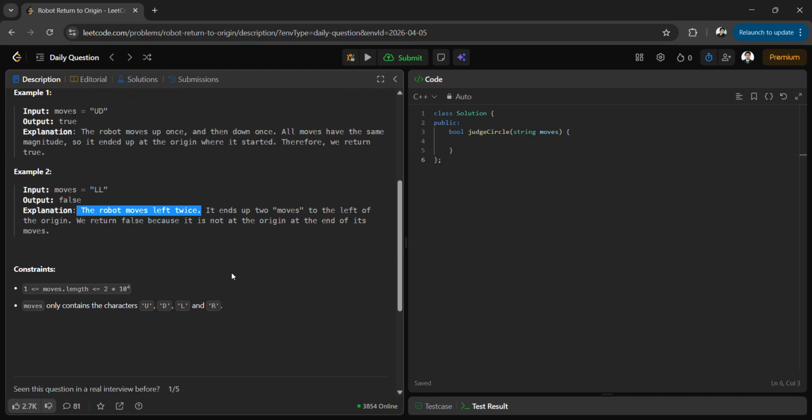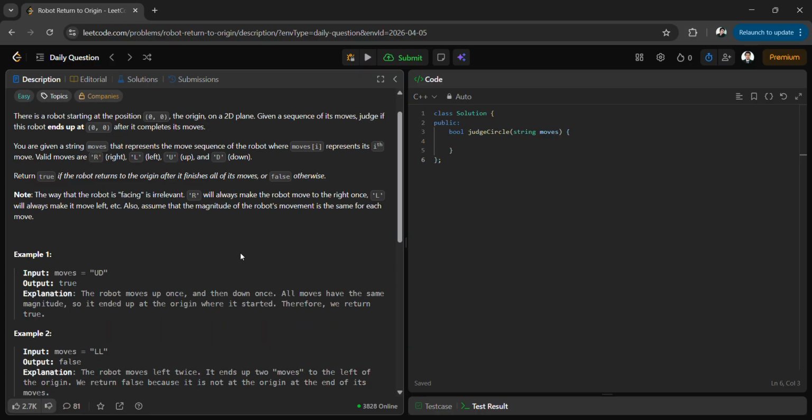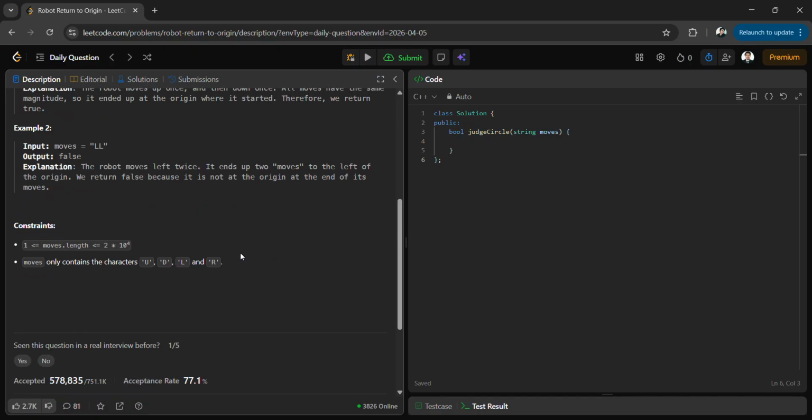So we just have to perform this, and that's why it is considered an easier problem, because it's all about the game of coordinates. Everything is already mentioned here: we have the x axis as well as the y axis, and the moves are also given, what we need to perform. Based on that we are going to solve this problem.